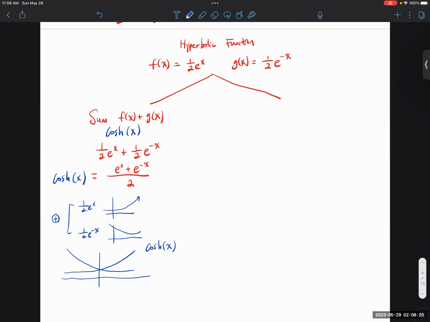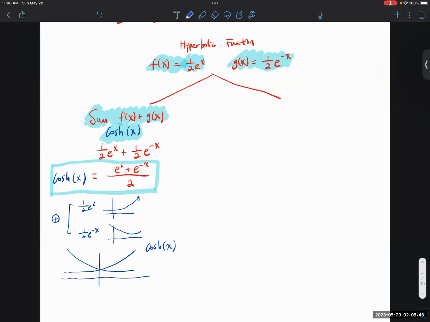So in the first case, when you're adding them, those are two functions, right? f of x is given, g of x is 1 over 2 e to the negative x. When you're combining e to the x and e to the negative x, we call this the cosh function, and that is the graph.